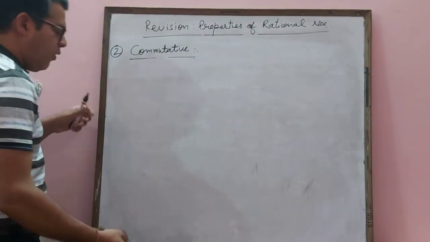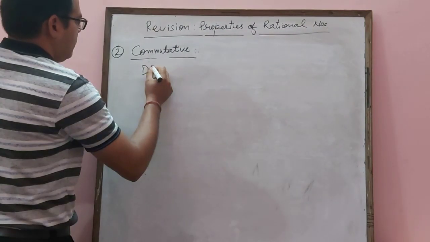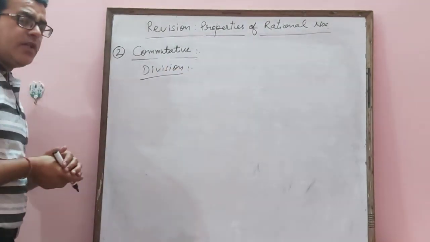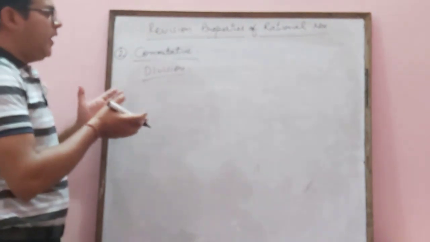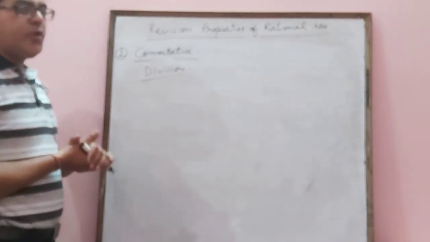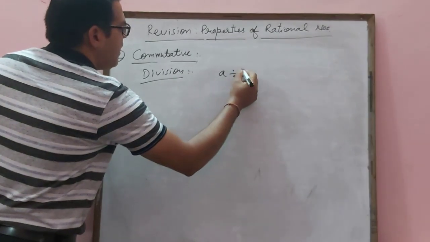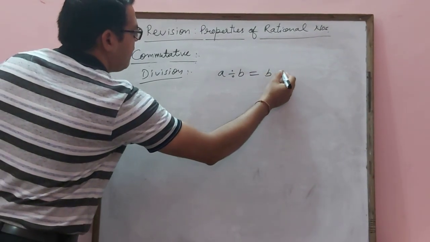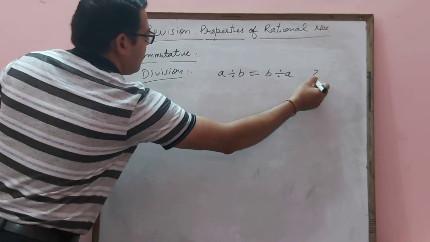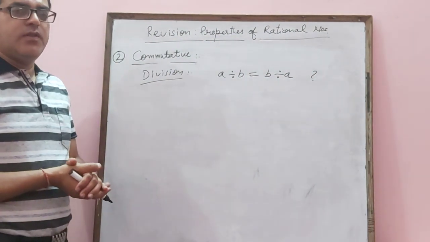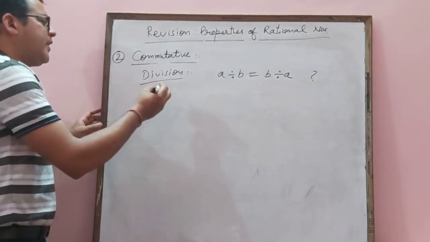So the fourth operation is division. Let's check for division now. What do you say, guys? Just think about it. Is division commutative for rational numbers? Let's check it. Is a divided by b equal to b divided by a? Is it true or not? We have to check whether it is true or not. We can take any example.